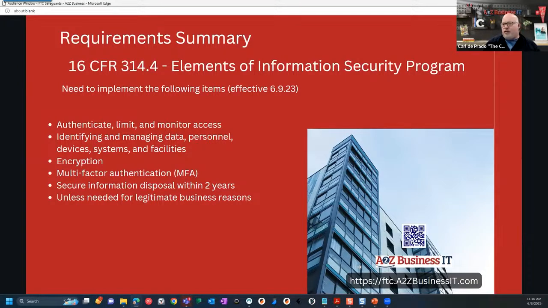So those rules are going to supersede the 2 years, but if you don't fall under any of those regulations, the maximum you can hold the information is going to be 2 years.